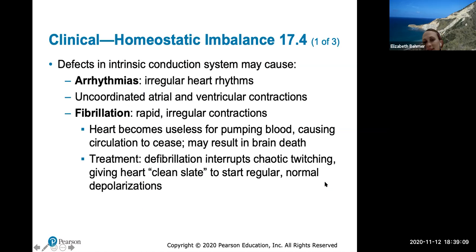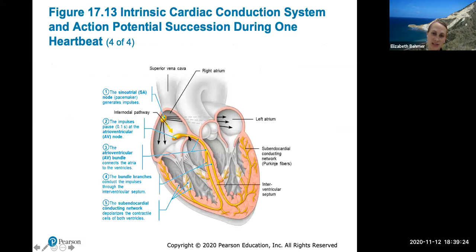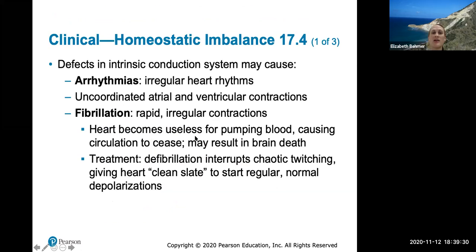Some homeostatic imbalances, and you talk a little bit about these in the workshop on the cardiac cycle. These are any defect in the intrinsic conduction system of the heart. So if cells are damaged, if there's a heart attack in the area that damages some of these cells, you could have an arrhythmia, which is any sort of irregular heart rhythm, where you have an uncoordinated atrial and ventricular contraction, which is not good.